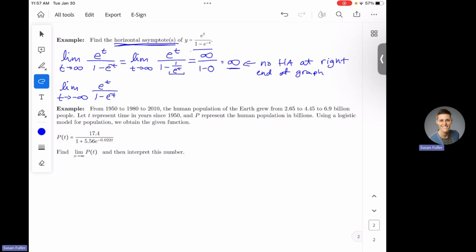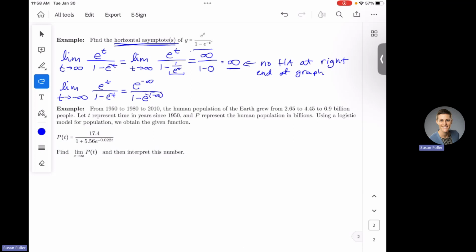Okay, so there's no horizontal asymptote at the right side of the graph, but that doesn't mean that there's not one, period. We have to check the left side of the graph as well. To do that, we're going to take the limit as t approaches negative infinity to see what happens on the left side. And in that case, when we plug that in, we are going to get e to the negative infinity over 1 minus e to the negative infinity.